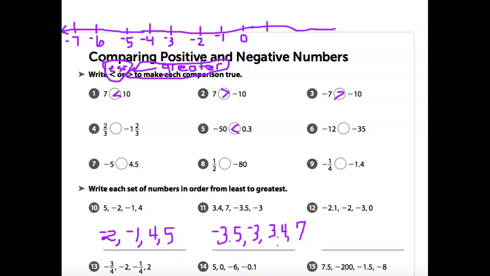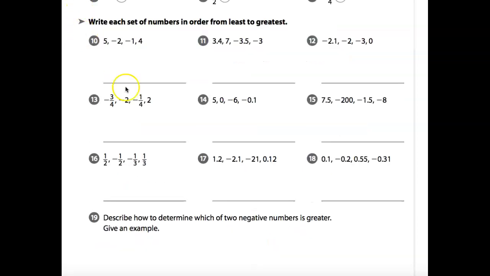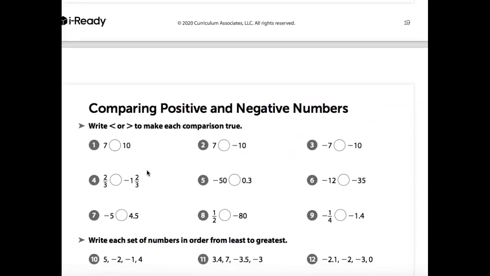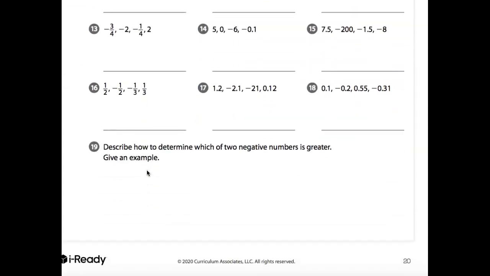Let me pause this for a minute. Okay, let's do a couple more examples. Let's look at 16. So remember, even with fractions, negatives are smaller than positives. Sorry, I lost my train of thought and I lost my number line. All right, so let me draw a quick one right here.